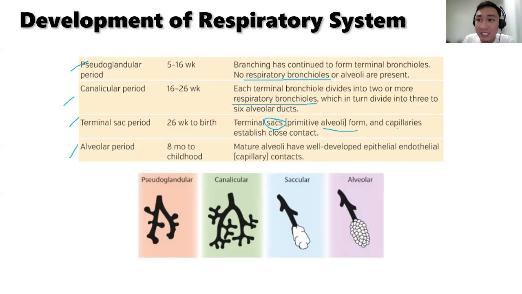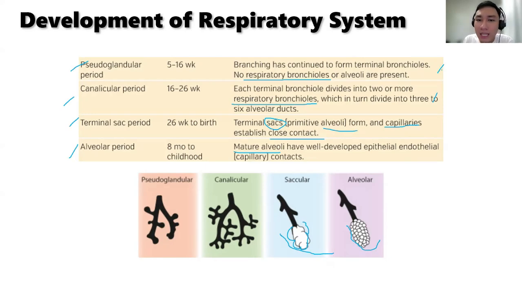And then it is in this point na nagkakaroon na rin ng capillaries, di ba? Yung capillaries natin are important for gas exchange. So dito wala pa, di ba? Pero dito capillaries now establish close contact, so magkalapit na. So kung ito yung mga alveolar sacs natin, so may mga capillaries na dyan for gas exchange. Okay? And then syempre yung last is the alveolar period. You now have mature alveoli. And then syempre yung capillaries din nila is also mature.